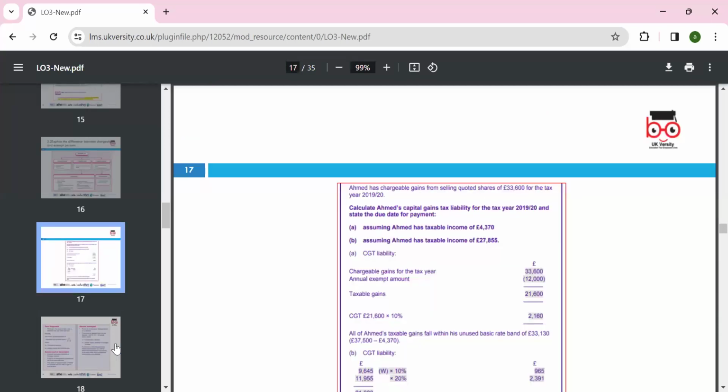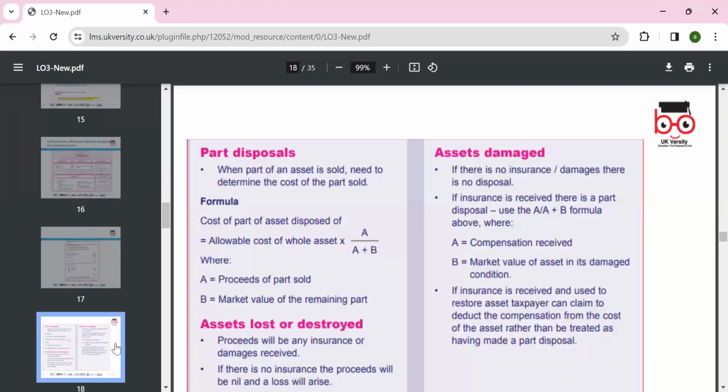Okay, so that's the way we can calculate the liability. Then if you're selling part of an asset, part disposal, we use the formula: cost of the part of the asset disposed equals allowable cost of the whole asset times A divided by A plus B. A was the proceeds of the part sold, and B is the market value of the remaining part, which we add together.